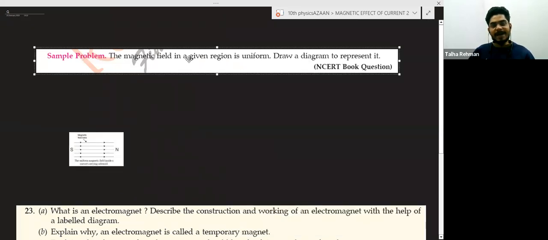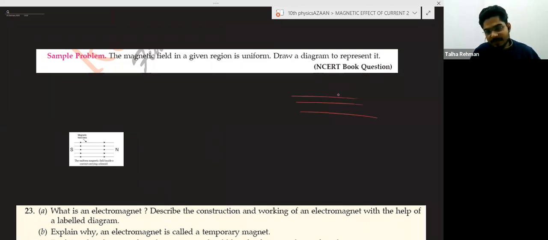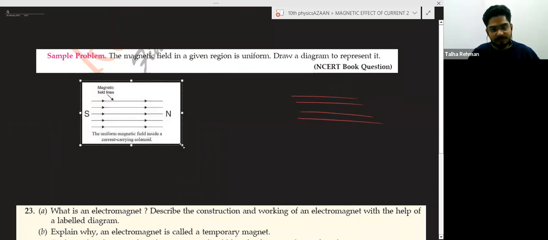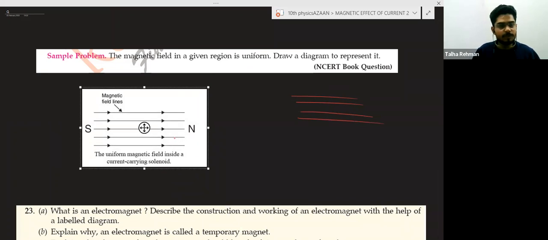So now, the magnetic field in a given region is uniform. This is the question: the magnetic field in a given region is uniform. Draw a diagram to represent it. A uniform magnetic field is represented by parallel straight lines like this. So basically, this will be the answer. Parallel straight lines are there.